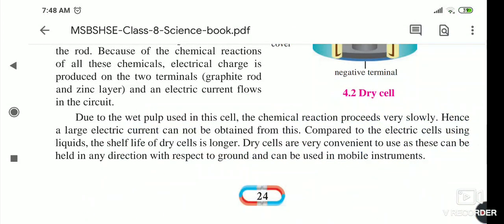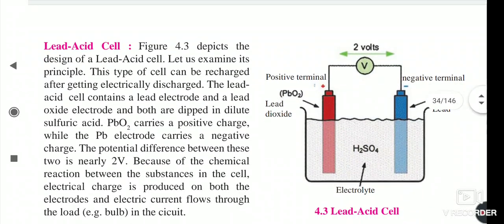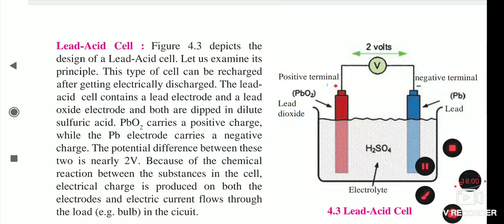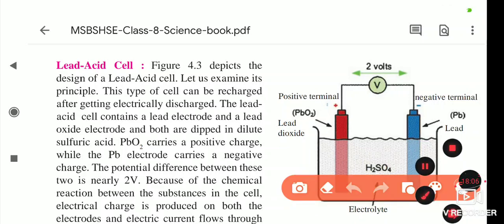That is about the dry cell. Now we will see the lead acid cell. This is the structure of the lead acid cell. Here in the picture they have shown you the lead acid cell, which depicts the design of the lead acid cell.